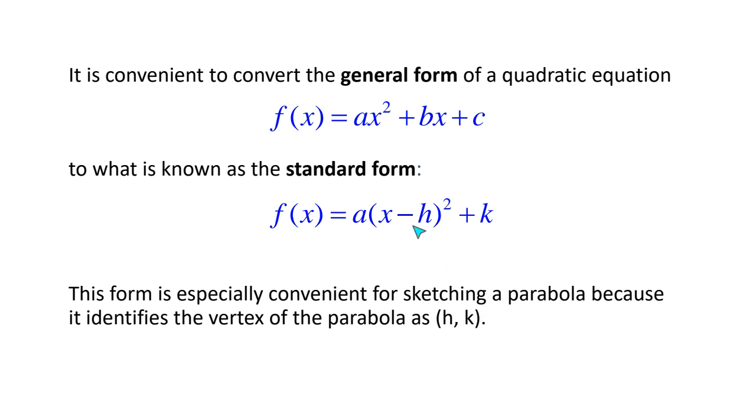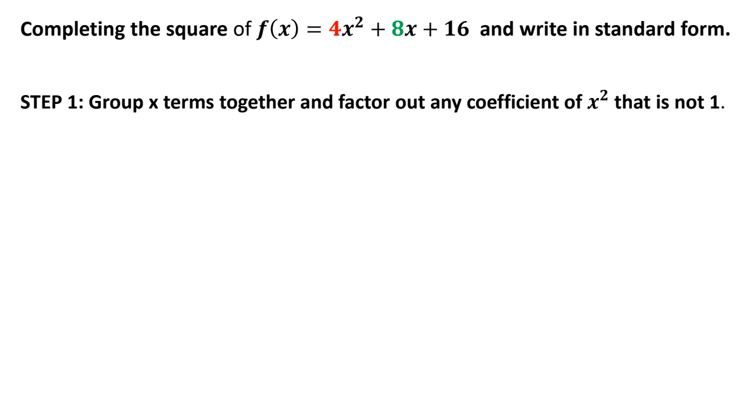It also tells us what the vertex is going to be. So the vertex is going to be a positive h, so the opposite of what you see in here, positive h, and then we keep the k, and that's going to be your vertex. And again, we're going to see examples here in a little bit.